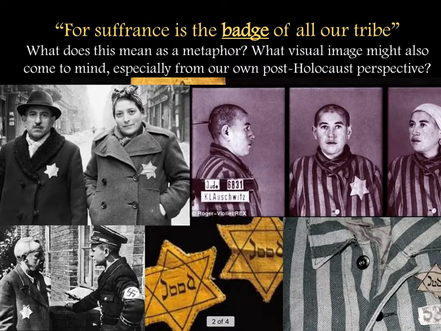A second and very important point for this is a particularly poignant image that Shakespeare uses. Shylock says, "For sufferance is the badge of all our tribe." Now, this can mean two things. First of all, badge can be a metaphor. If suffering is their badge, it means that it's something associated with them. It's like they wear suffering all the time. The fact that they suffer is something that identifies them.